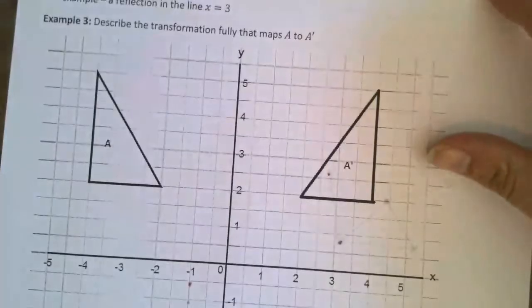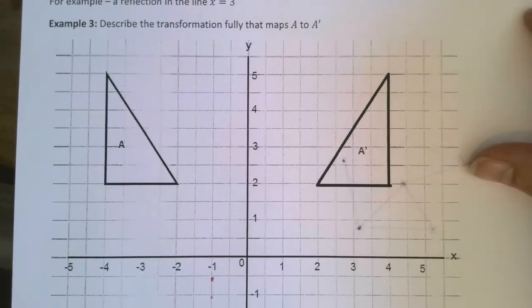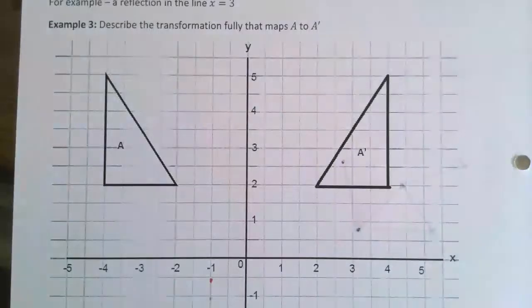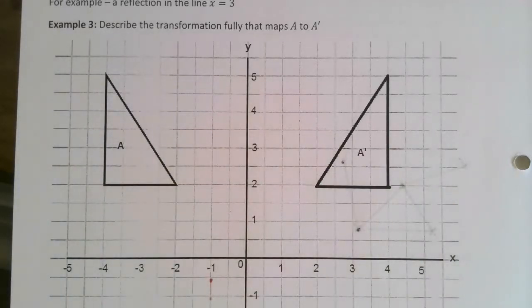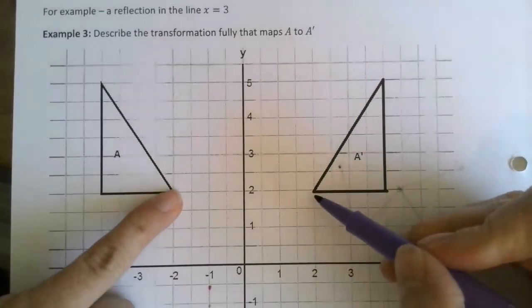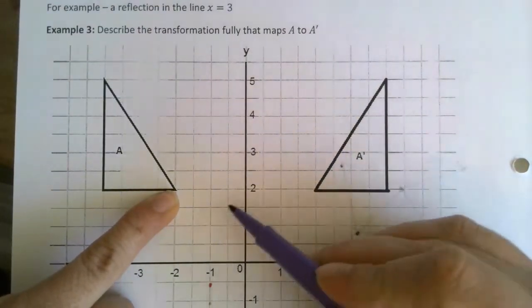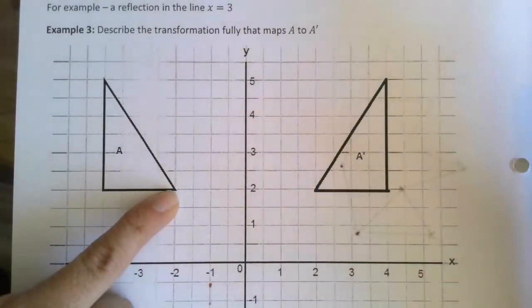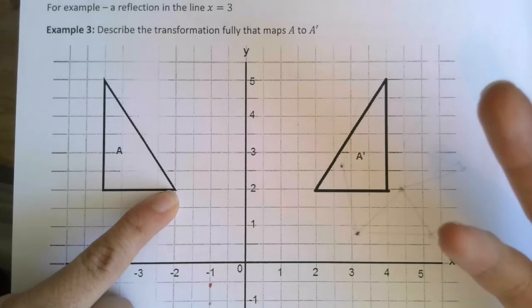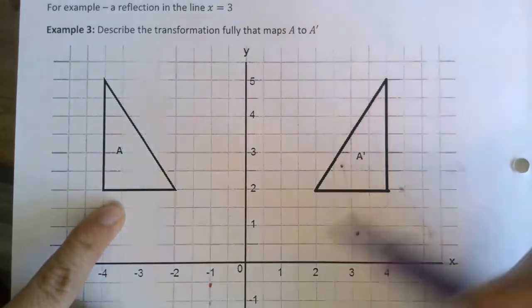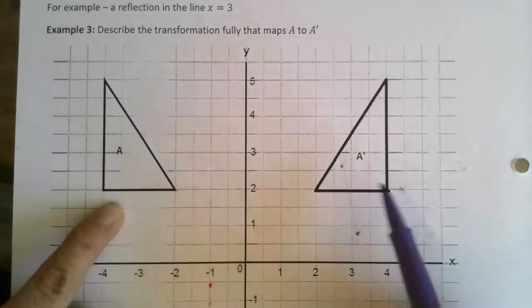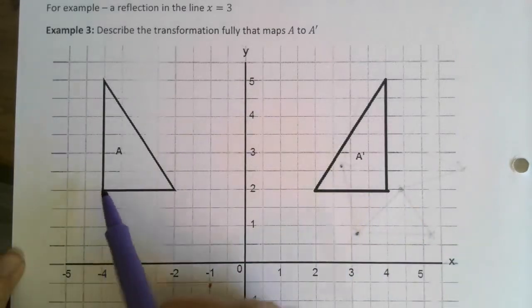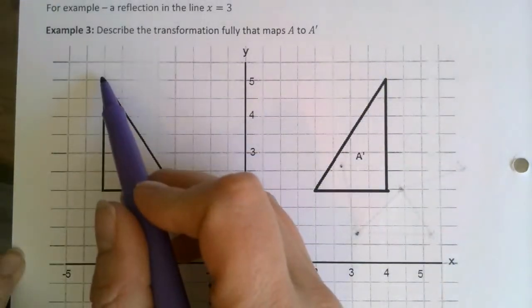Okay, so let's look at this example. Describe the transformation fully that maps A to A dash. Now, the easiest way for doing this, well, first of all, I hope you can see that it is a reflection because it is a reflected shape. So once you've figured out that it is a reflection, then the easiest way I reckon is to count the squares in between two corresponding points. So if you can see that this point here is corresponding to that, so this one is the reflection of this point, this one is the reflection of this point, and this one is the reflection of this point. You know what I mean?